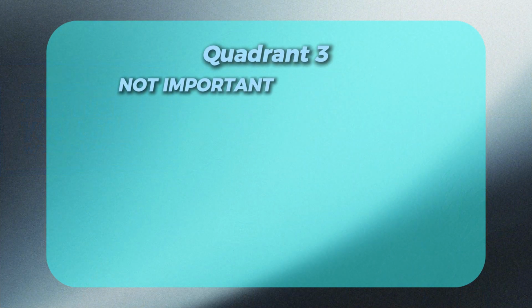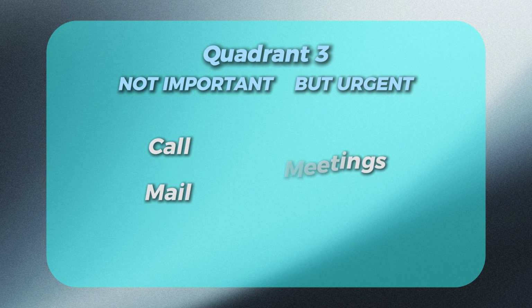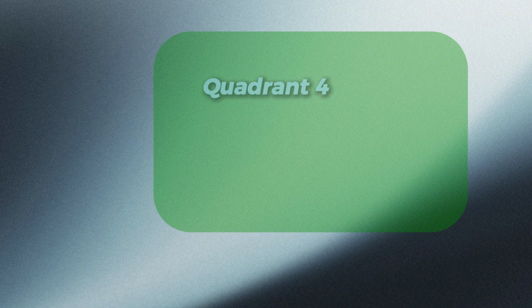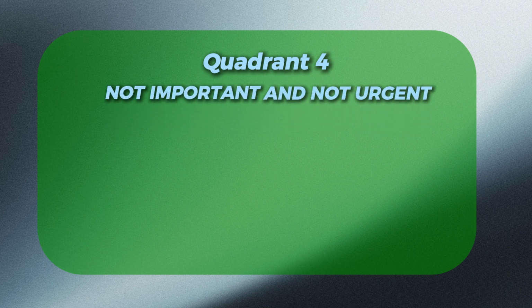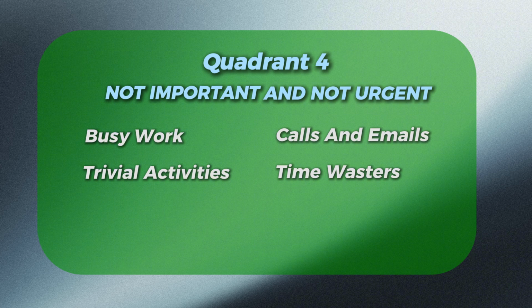Quadrant 3 is not important but urgent. These are interruptions, calls, mail, meetings, email, pressing matters, popular activities. It's not important stuff, but it feels urgent. And then quadrant 4 is not important and not urgent. This is busy work, trivial activities, some amount of calls and emails, time wasters, going down the scroll holes on Instagram. Those are not important, not urgent.